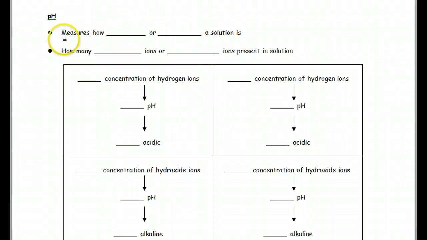Okay, now let's move on to pH. Previously, we looked at acids, bases, and alkalis, and went through some physical and chemical properties for both acid and alkali. Now, let's move on to pH. Let's take a look at what pH is.